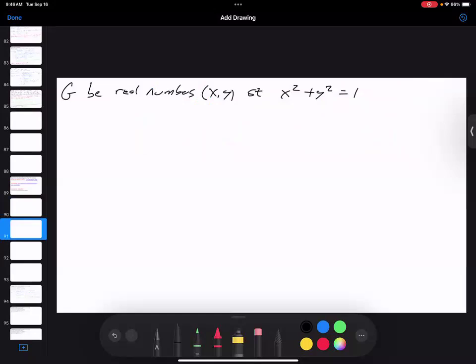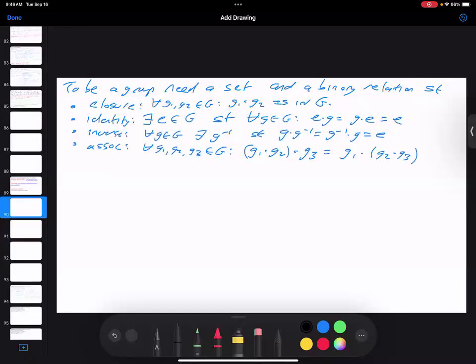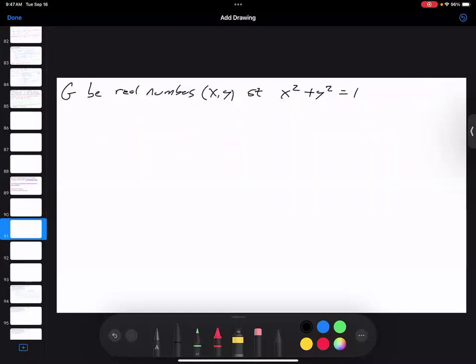No. Right? To be a group, you need a set and a binary relation such that the following four properties hold. I've just given you a set. How do you combine two elements? I need a way to take pairs of numbers and combine them.